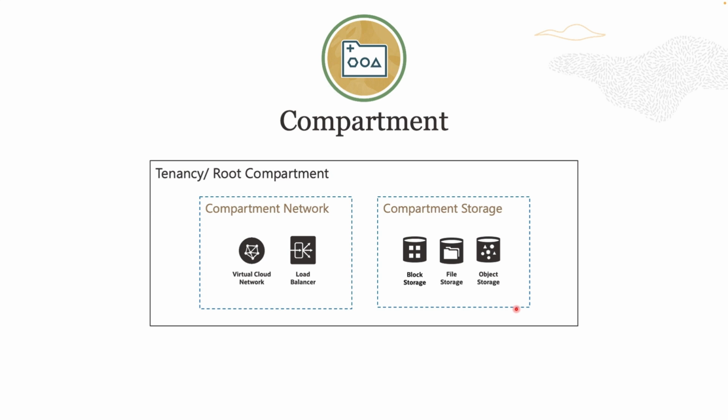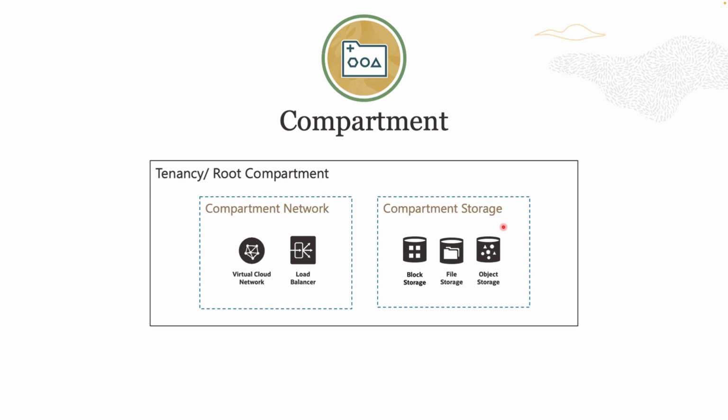So now you must have got it. Just like folders, these compartments are logical containers where you can keep all your related resources. Like you can see in this example, we have kept virtual cloud network and load balancer in compartment network. And similarly, block storage or file storage in compartment storage.